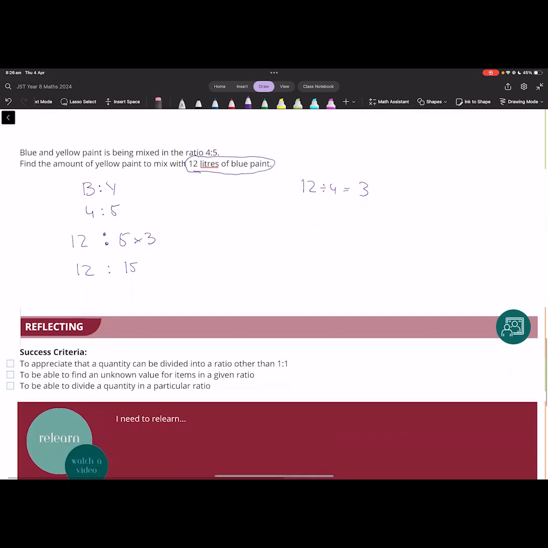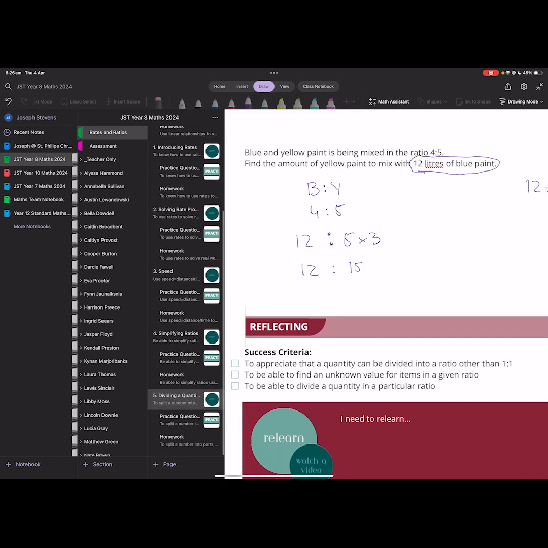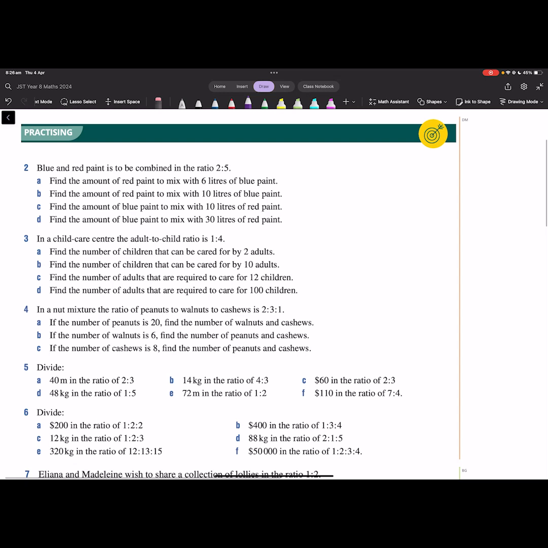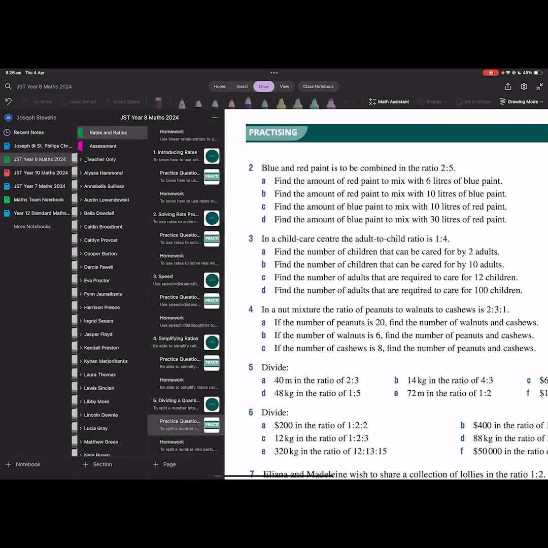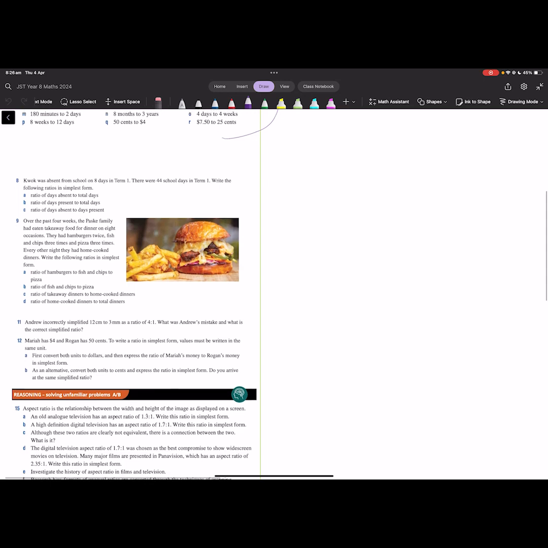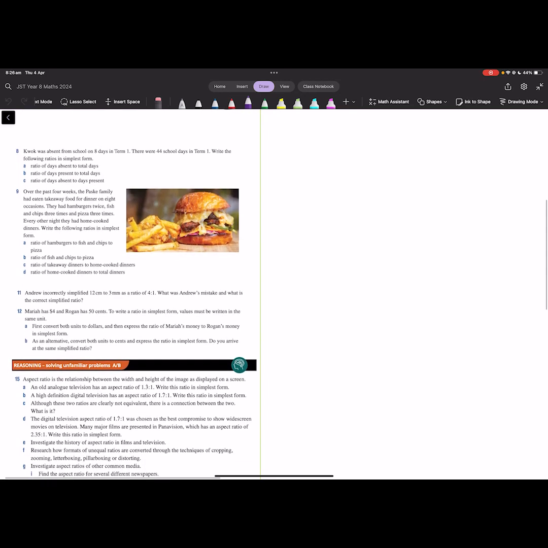Alright guys, you are going to jump into the practice questions here and get through as many of those as you can. If you get through all of these and are looking for something else to do, we didn't finish off the simplifying ratios questions in our previous lesson, so you're welcome to go back and do those.